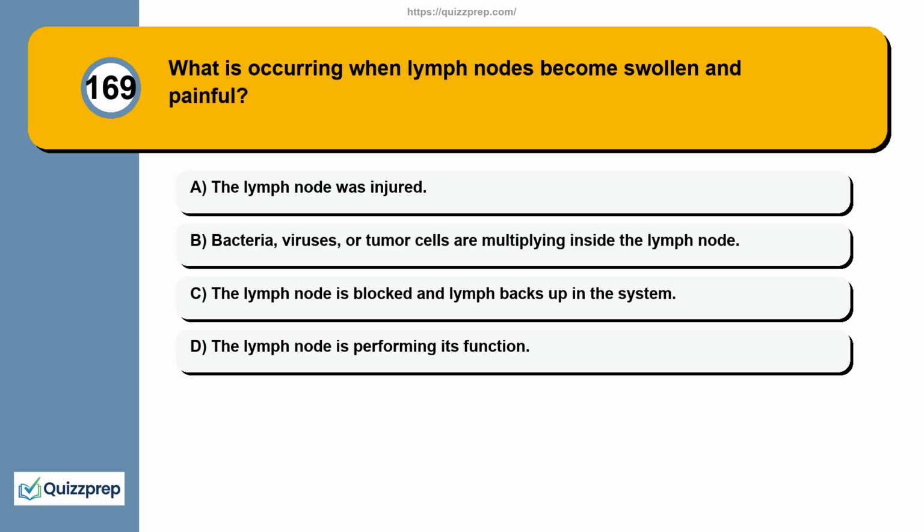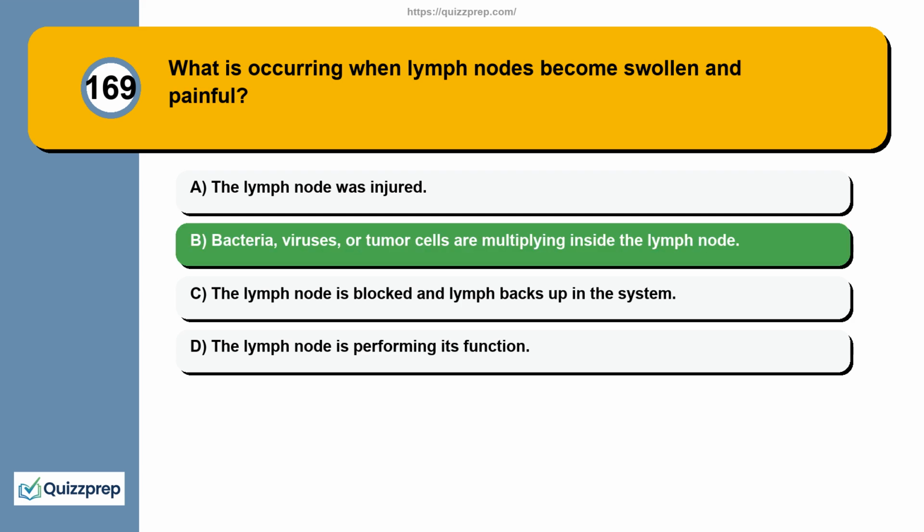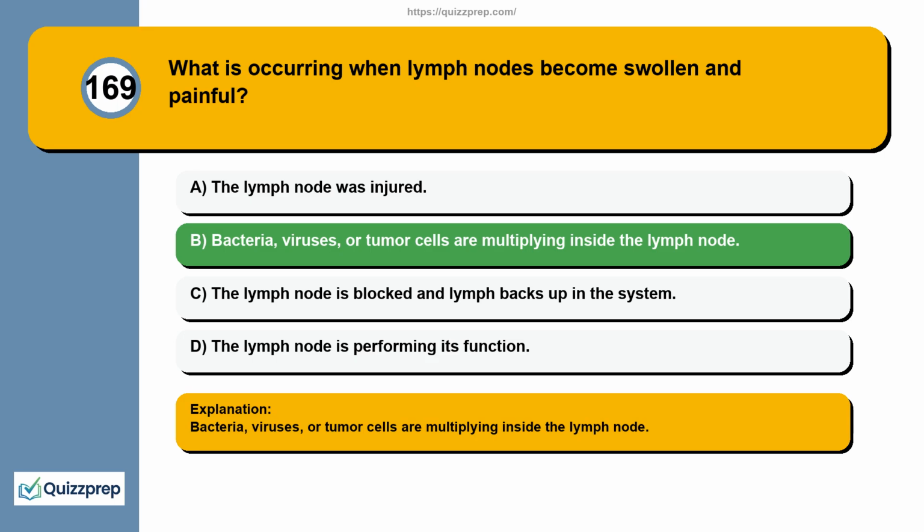Option A. The lymph node was injured. Option B. Bacteria, viruses, or tumor cells are multiplying inside the lymph node. Option C. The lymph node is blocked and lymph backs up in the system. Option D. The lymph node is performing its function. The correct answer is option B. Bacteria, viruses, or tumor cells are multiplying inside the lymph node.